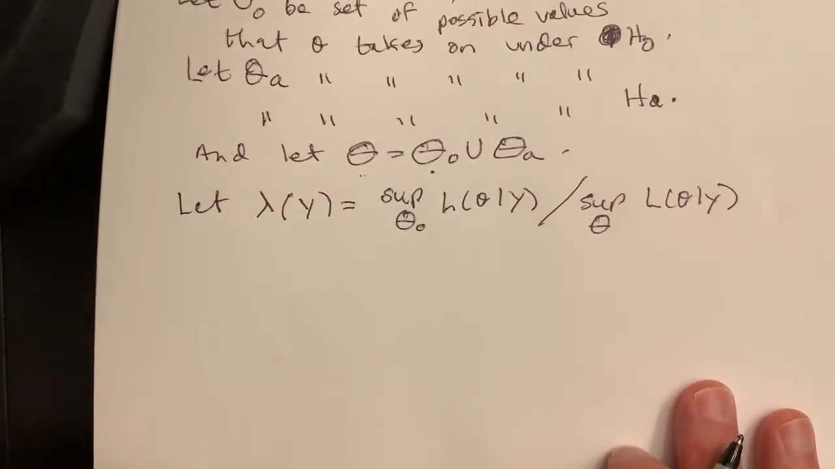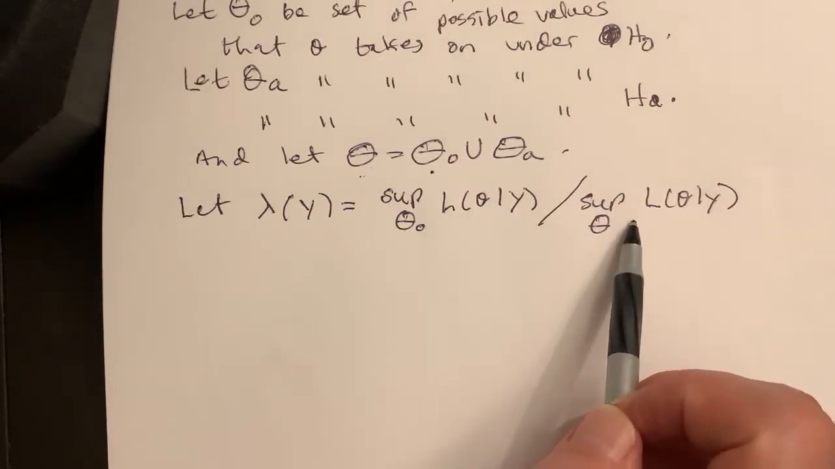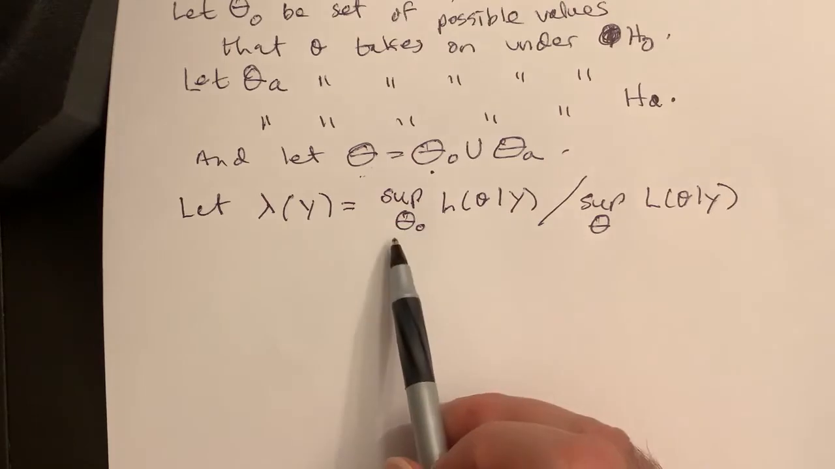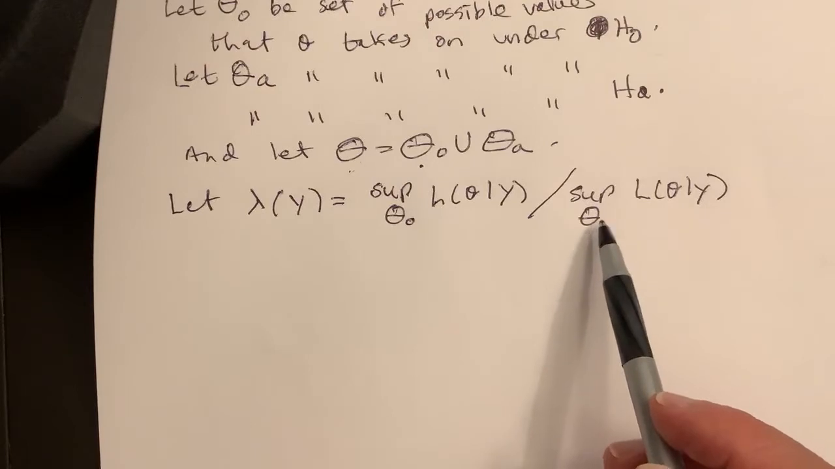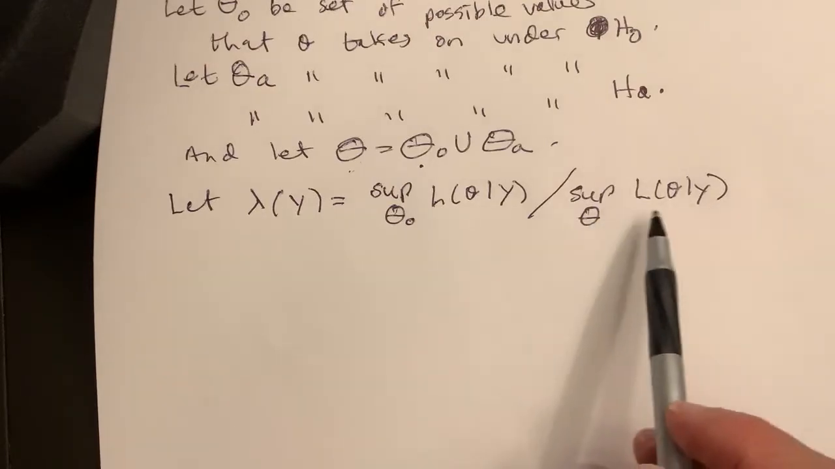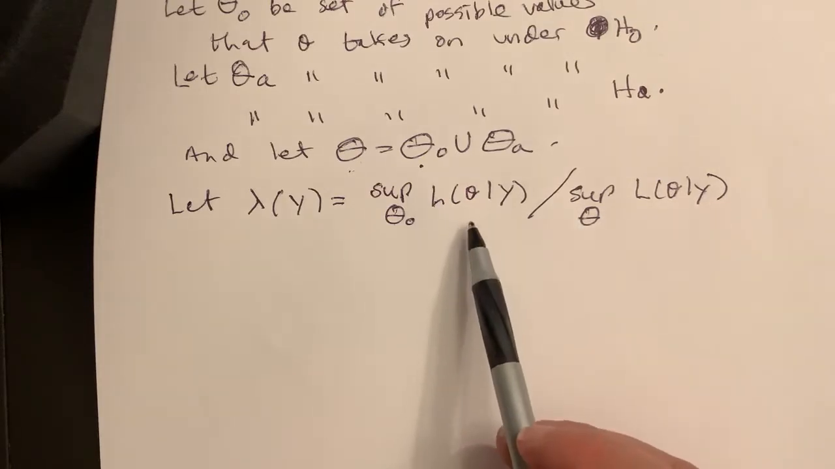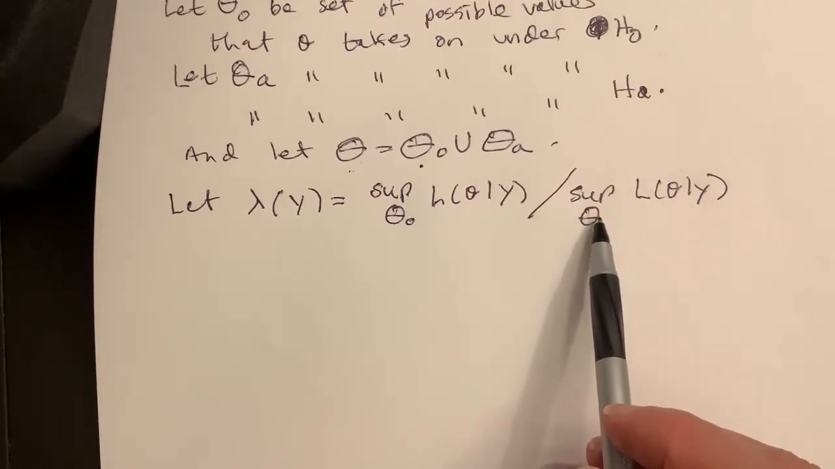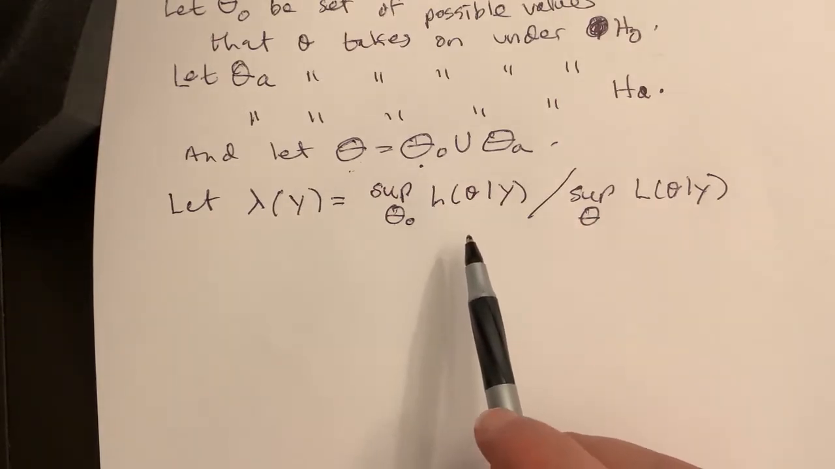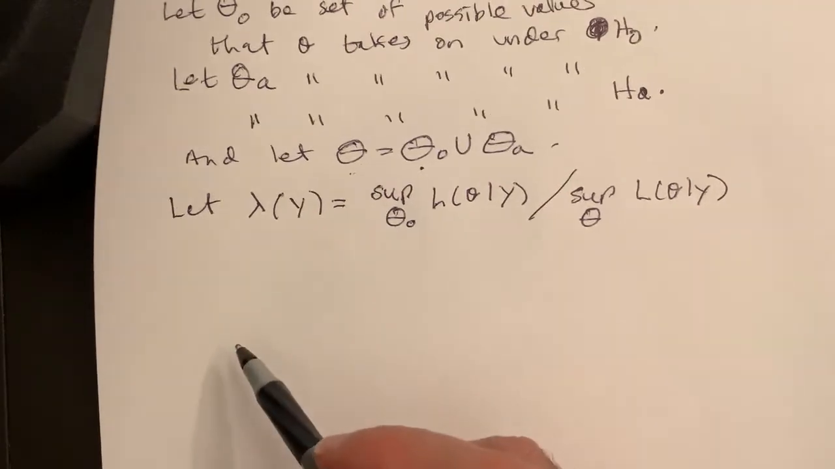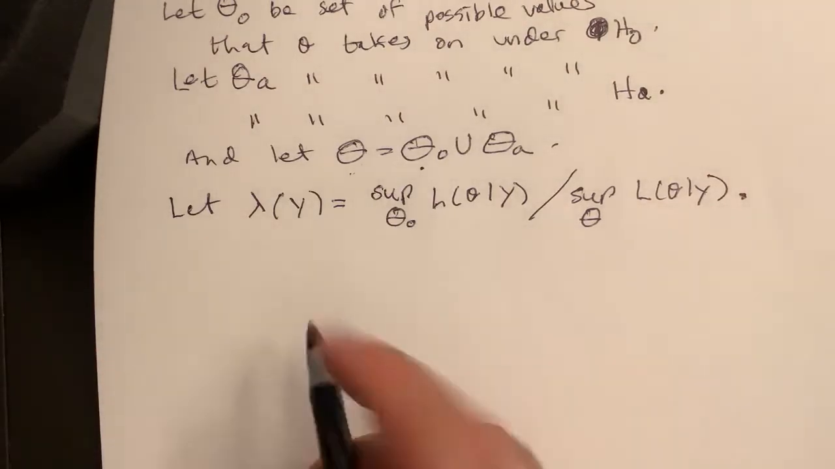One thing should be clear: we have a number here because these are likelihoods, they're non-negative. And because this set capital theta includes capital theta 0, and taking the max, or the sup to be a little technical, essentially you can think of it as the max, this has to include this max. So the denominator has to be greater than or equal to the numerator. So this is always a number between 0 and 1, and you can just remember that. So that's the test statistic.